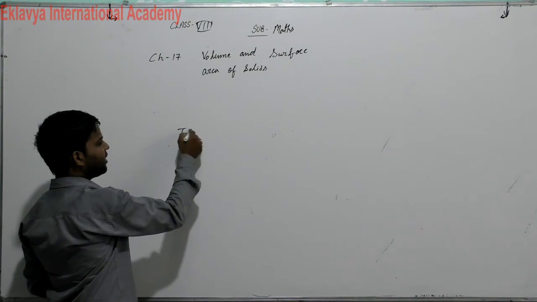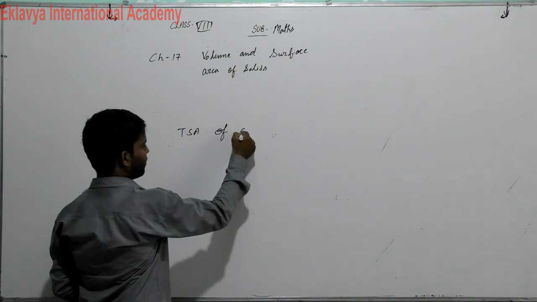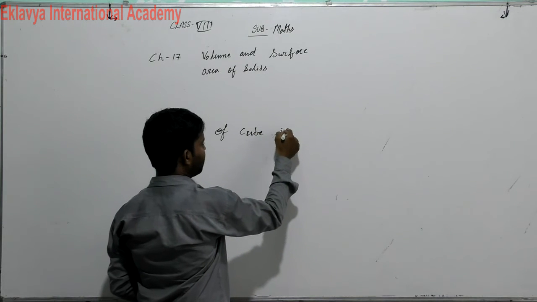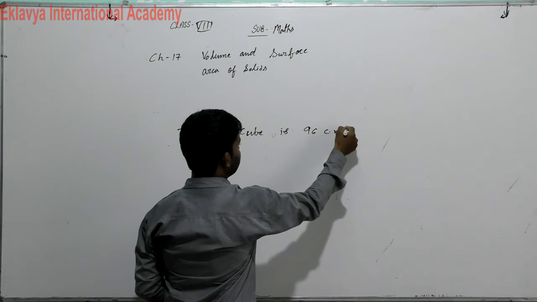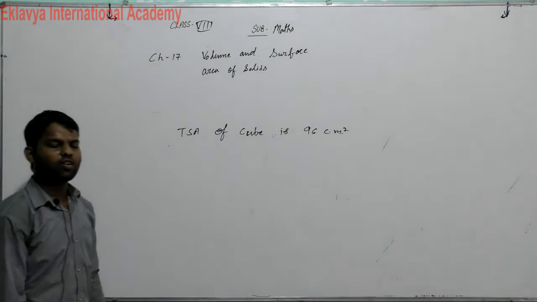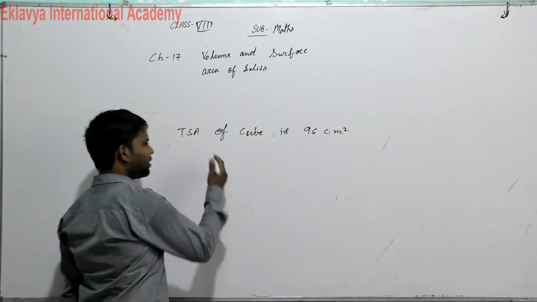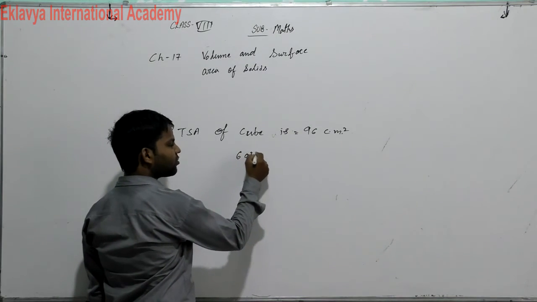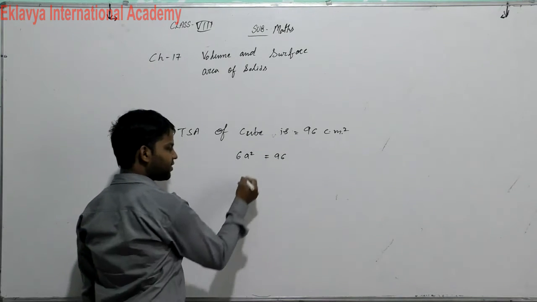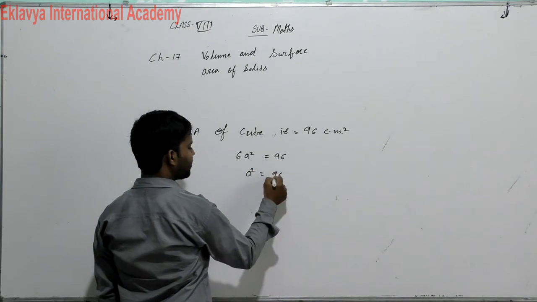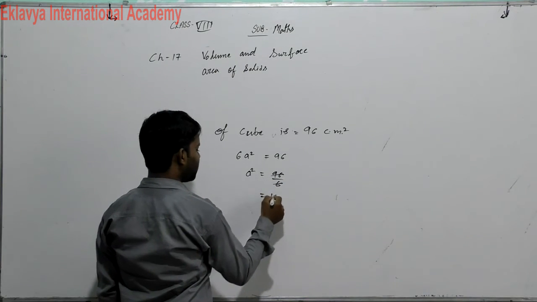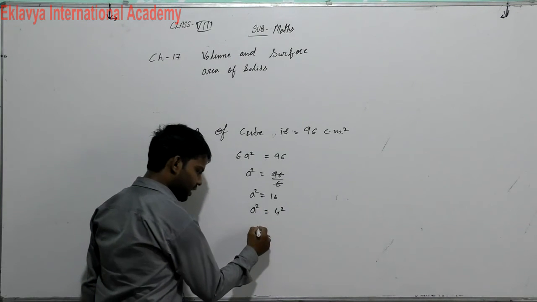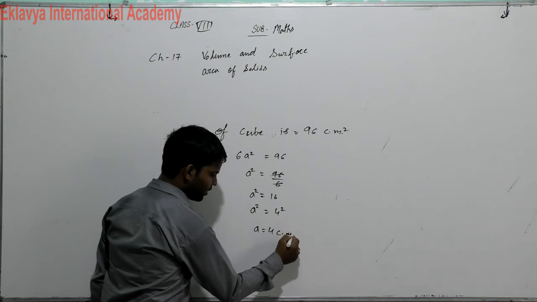Now let us assume that side is not given and TSA of the cube is given, like if TSA of cube is 96 centimeter square. Here we want to find out side of the cube. So we know that TSA of cube is 6a square and it is given 96. Then a square is equal to 96 upon 6, 16, a square is equal to 4 square, then a is equal to 4 centimeter.